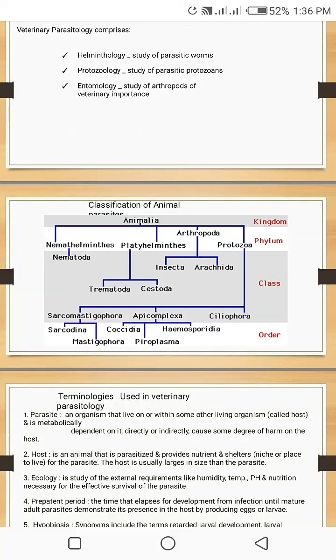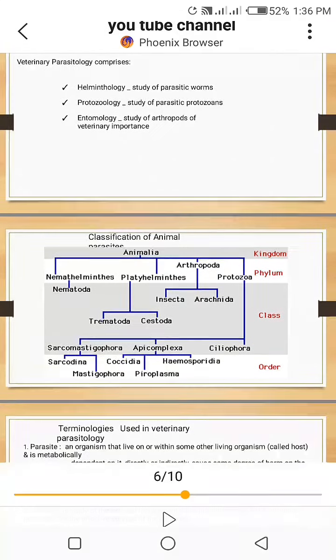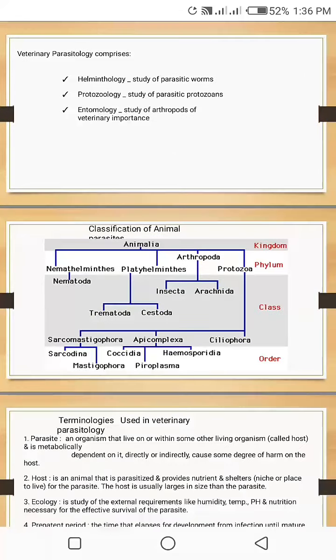There are three animal parasite groups. Helminths are divided into nemathelminths and platyhelminths. The nemathelminths are nematodes. The platyhelminths include trematodes and cestodes. The other one is arthropods. Arthropods are divided into insects and arachnida.